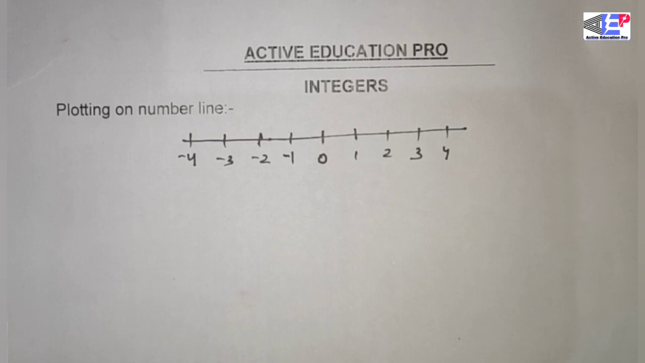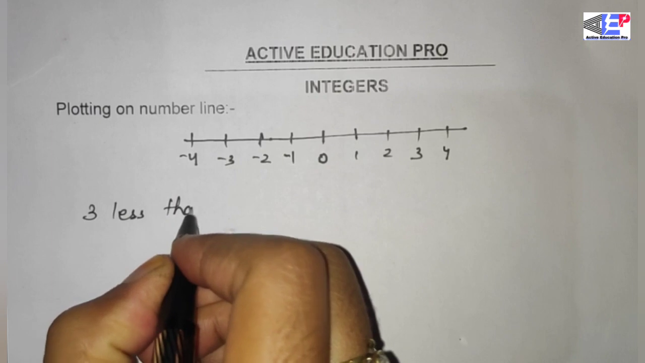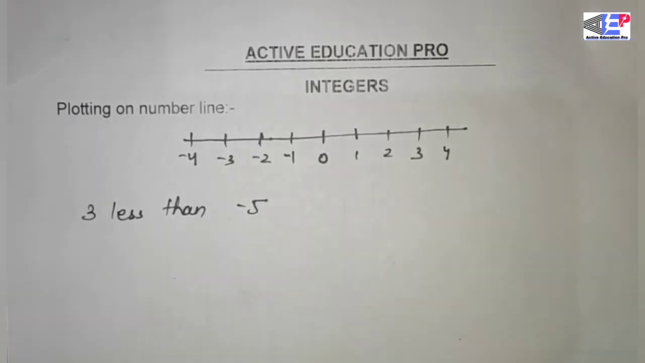So how do we plot on a number line? With some examples we will solve the problems one by one. The first example is 3 less than -5. How do we plot this on a number line? 3 less than -5. Again I repeat, less than and more than.